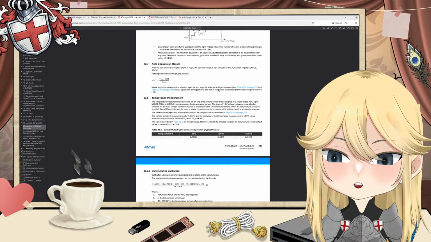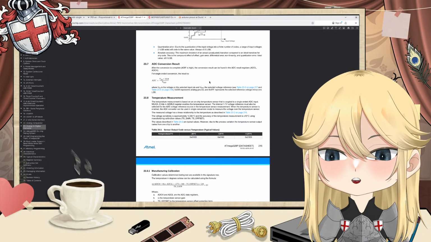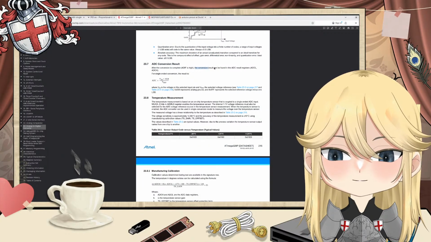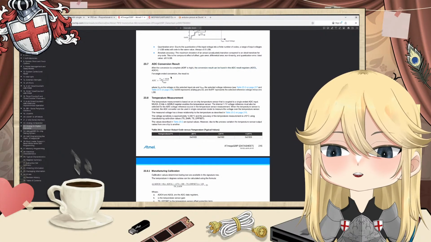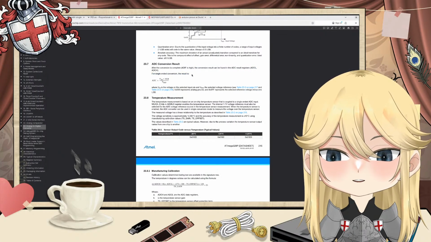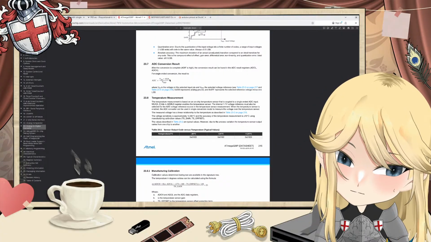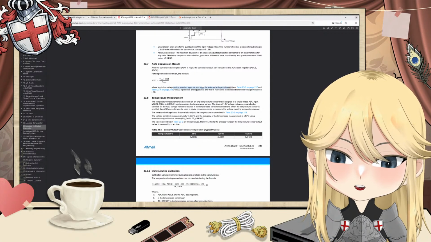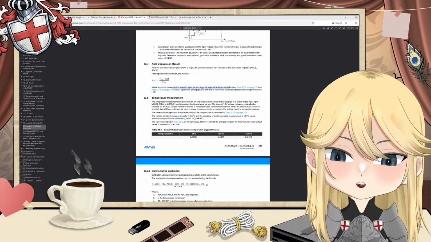Bunch of stuff. ADC conversion results. After the conversion is complete and the flag is high, the conversion result can be found in the ADC result register. For a single-ended conversion, the result is Vin times 1024 divided by Vref, where Vin is the voltage on the selected input pin, and Vref is the selected voltage reference. Interesting.